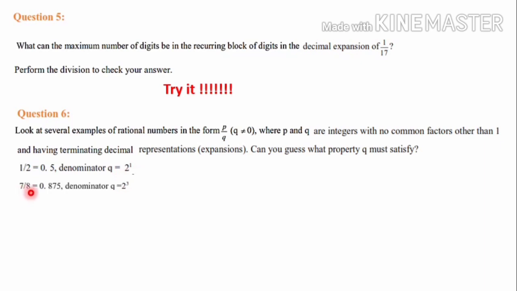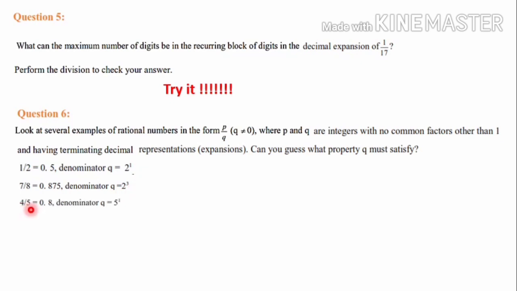Next example is 7 by 8. 7 by 8, when you divide you will get 0.875. Here you have to do the actual calculation in your notebook; I have not shown the calculation part. It is a terminating decimal. And when you check, the denominator is 8. This 8 we can write as 2 power 3 because 2 cube is 8.